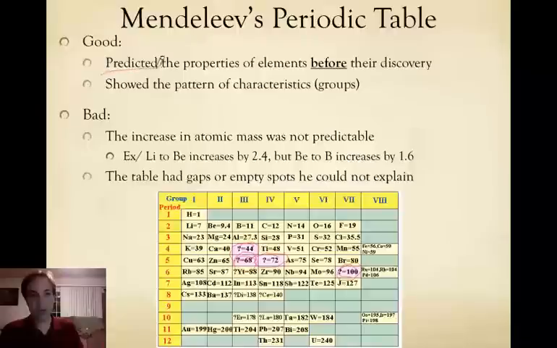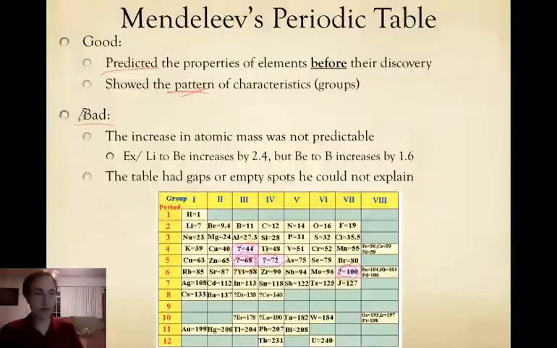So that's huge. If you can predict the properties of something before you even know anything about it, then that pretty much suggests that you understand what's going on. What it also did was it accounted for that pattern that they had seen, kind of explained how things worked, and then these groups or columns corresponded with elements that behaved in a similar way, chemically.